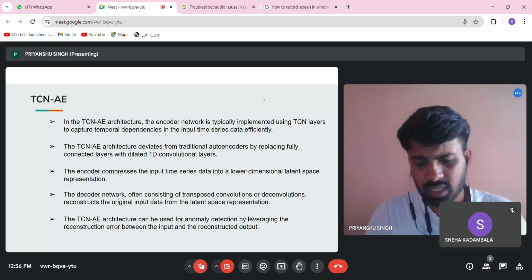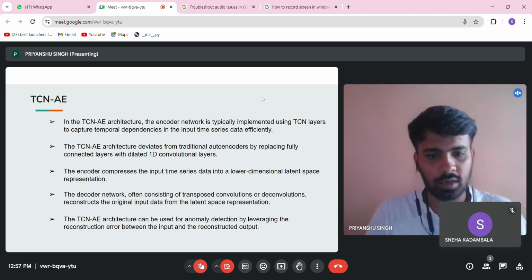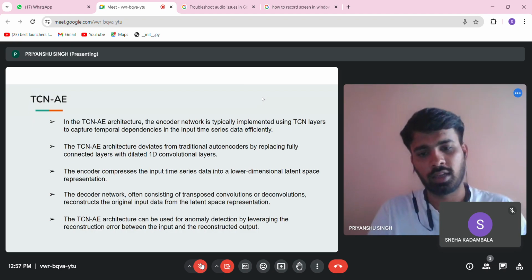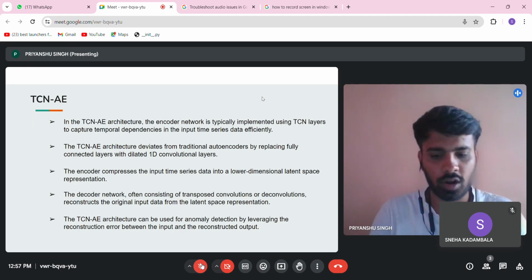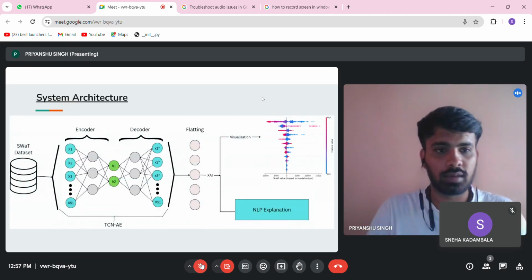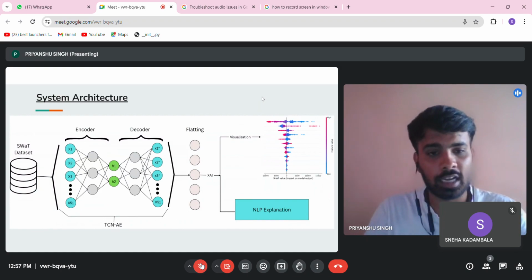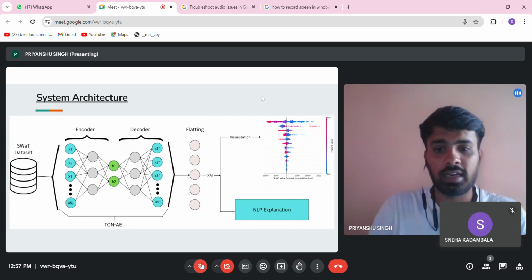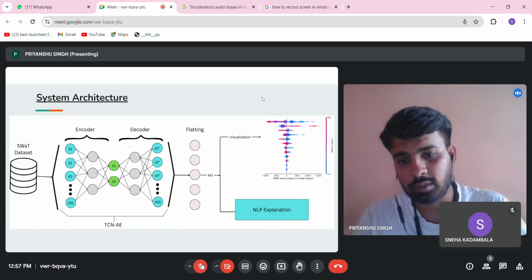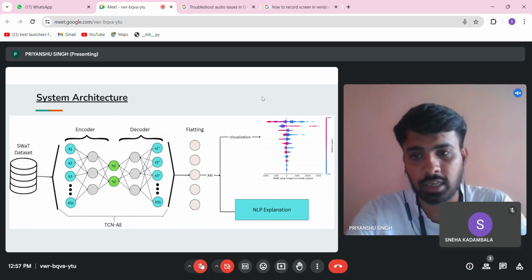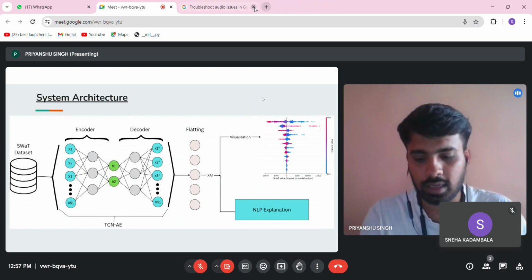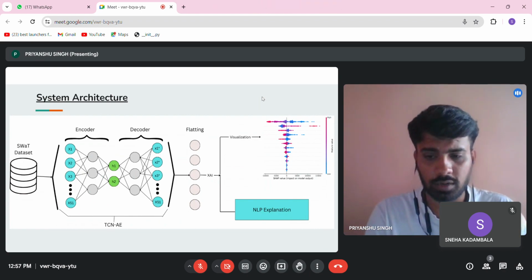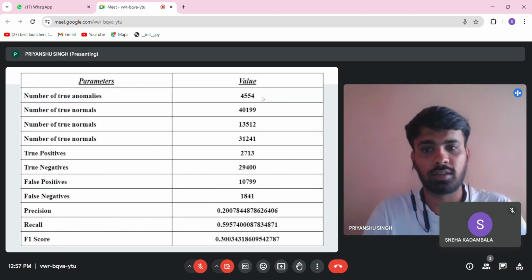As we saw in the system architecture, the encoder part takes the input and encodes it into tensors, and that particular data we are again decoding and generating the output. So this is the overall system architecture. We are taking the data, passing it into the TCN autoencoder, and after flattening the data, the explainable AI part comes in, where we are visualizing the data as well as using NLP to explain that data, like explaining the problems which we have detected in the model. These are the parameters and the accuracy of our model: the precision, recall, and F1 score.